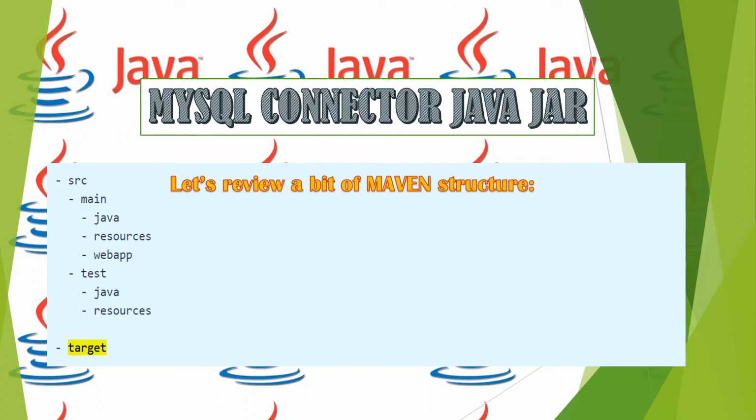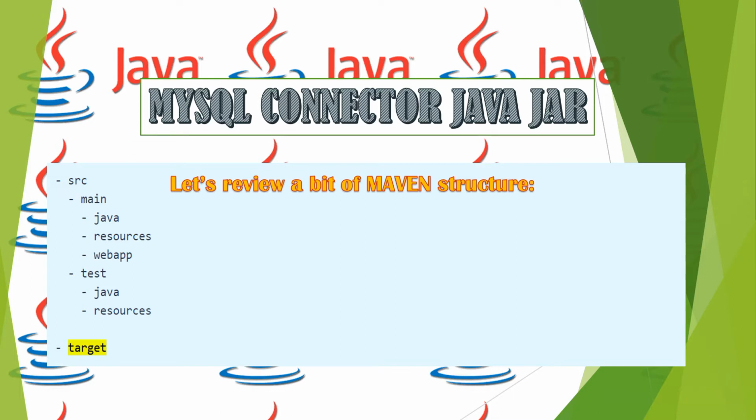Now, what you need to know is that my code is going to be in the source, under the main, and under the main is going to be in the Java directory. In the target, that's where I'm going to do the mvn clean install, and here is where my jar file is going to be located. Now, I'll just give a quick recap.